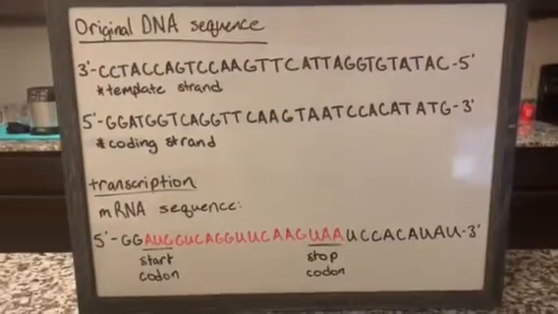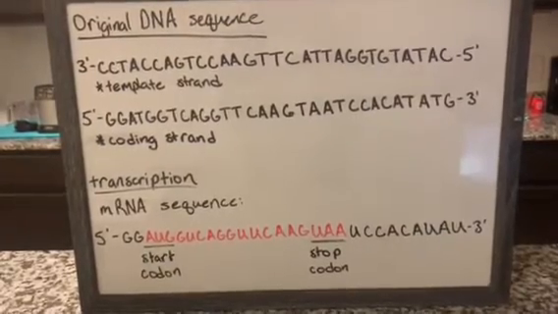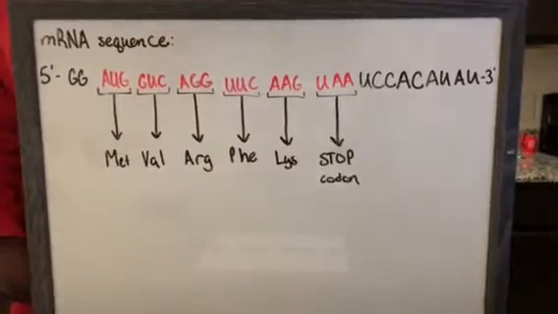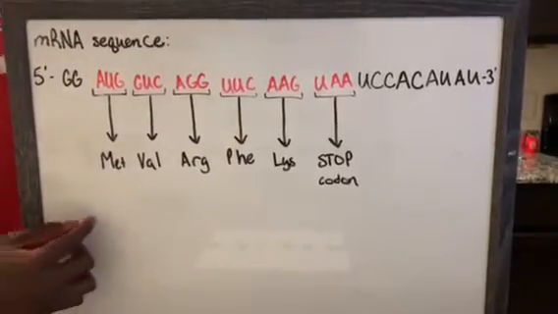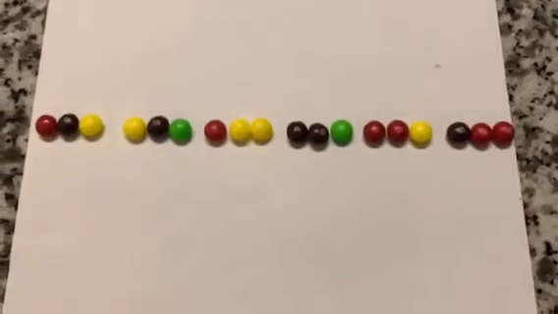Here we have the original DNA sequence, which has been translated into RNA. The red letters indicate the coding region. The codons from the coding region are then translated into these amino acids. I will illustrate the coding region using Skittles.